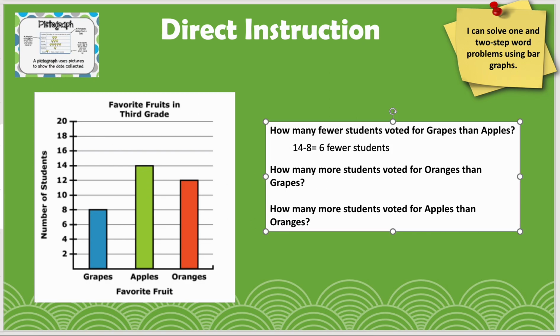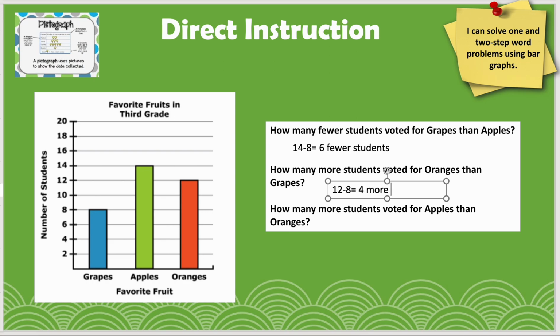Okay, now let's come on down to the next problem. How many more students voted for oranges than grapes? Again, how many more problems require us to do subtraction and compare the numbers. So I need to find which 2 numbers are necessary. It says oranges and grapes. I look and see that oranges had the greater number of votes, 12 minus grapes, which had 8. The equation is 12 minus 8. 12 minus 8 equals 4.